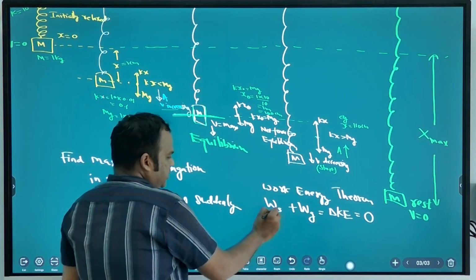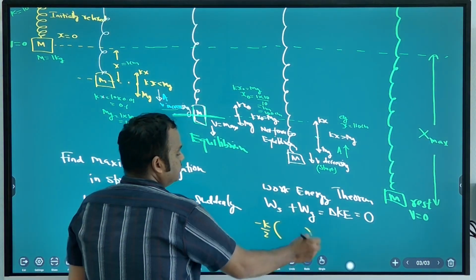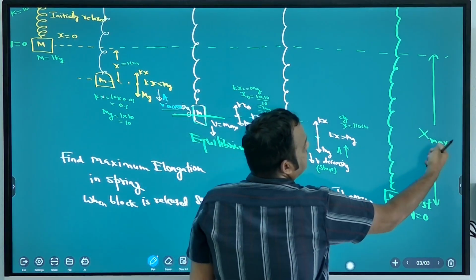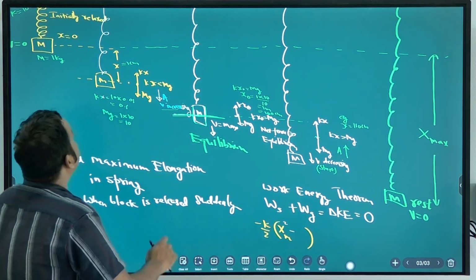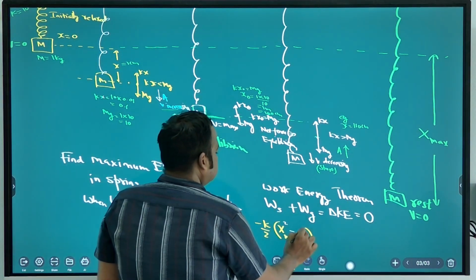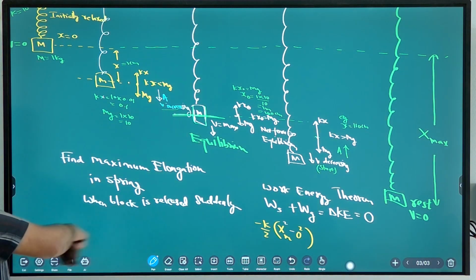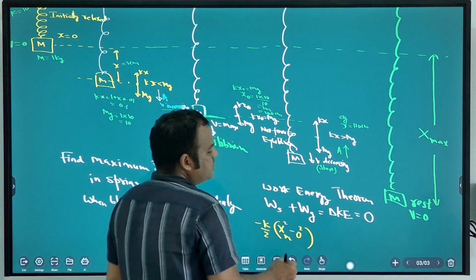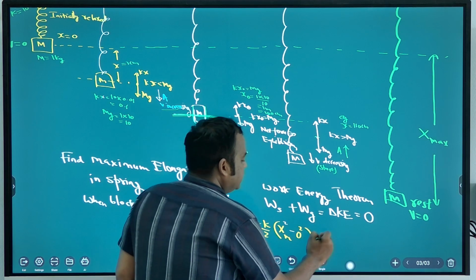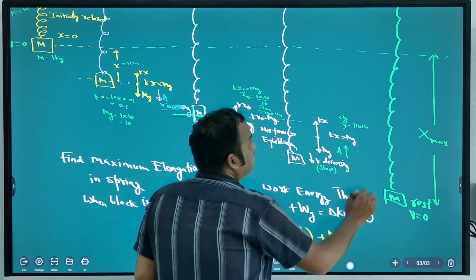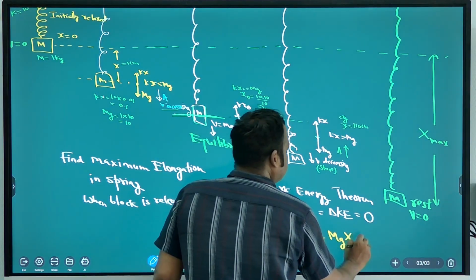Now calculate the work done by the spring. Work done by spring is minus k by 2 times final elongation squared minus initial elongation squared. What is the final elongation? x max, so x max square. What is the initial elongation? 0. And what is the work done by gravity from here to here? Plus or minus? Plus. Very good, so plus mgh. And what is h? x max. So mg into x max.